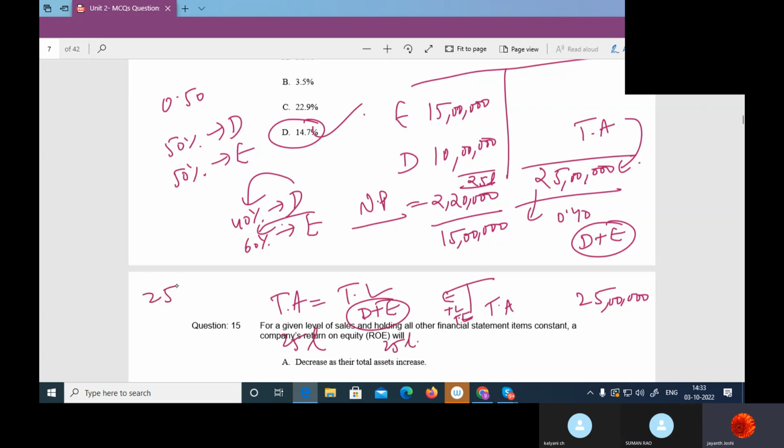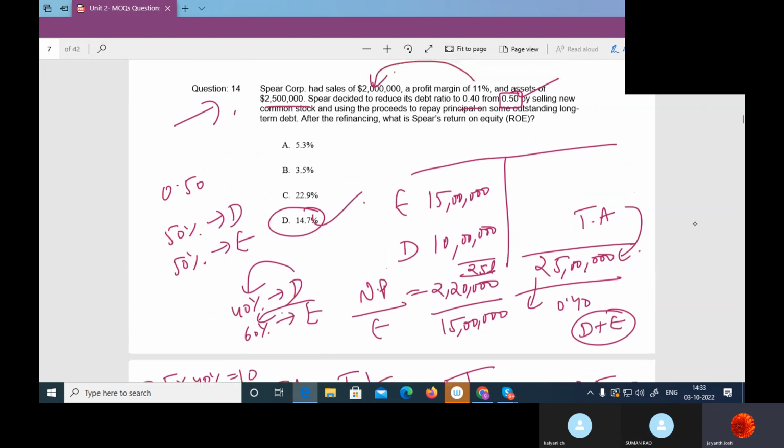So now out of this 25 lakhs, 40% is debt right now, that is 10 lakhs. So 15 lakhs is the balance: 25 minus 10 is equity. Now I have equity, which I got as the denominator of this. Net profit by equity is the formula. But I should have net profit also.